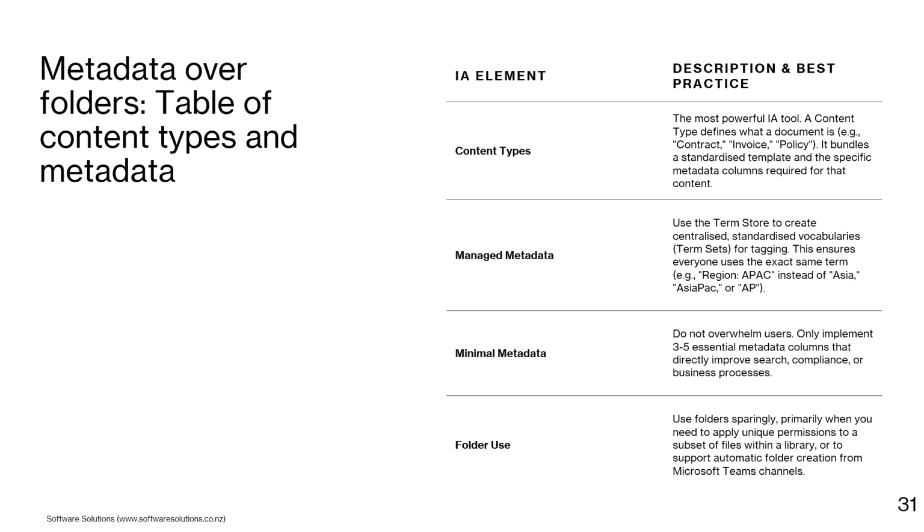Why metadata over folders, which have been historically the flavour? The information architecture element, content types. These are the most powerful tool. A content type defines what a document is. Is it a contract? Is it an invoice? Is it a policy? It bundles a standardized template and the specific metadata columns required for that content.